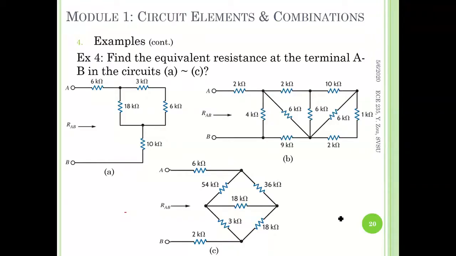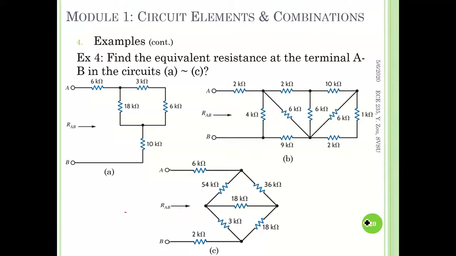Find the equivalent resistance at the terminals A and B in the circuits A through C. So this is pretty much looking for the total resistance. How to solve such kind of a problem? Remember two things. Number one, there are only 4 types of connections you need to identify. And they are series, parallel, delta, or Y. Only 4 you need to identify successfully as the basis of finding the equivalent total resistance.